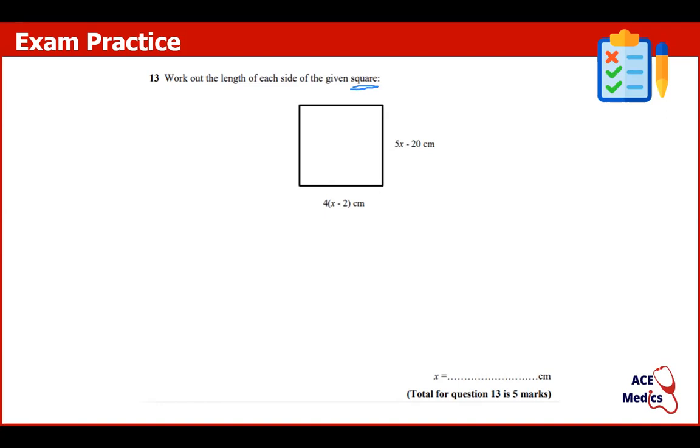So think about what the lengths of the sides of the square will be. And how will that help you?